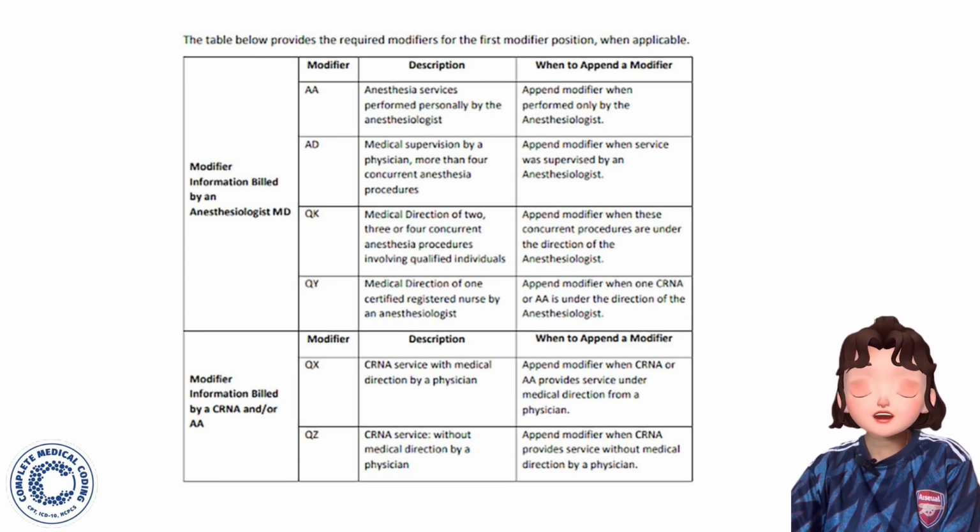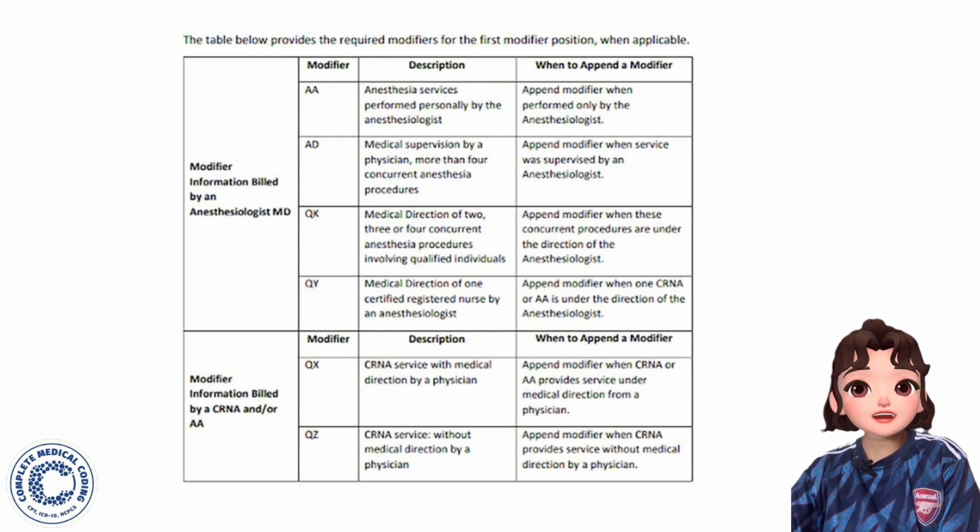So AA, what is modifier AA? The description and when to append a modifier is marked in the table. AA is anesthesia services performed personally by the anesthesiologist. When the anesthesiologist itself is providing the anesthesia service, then append modifier AA. When to append it? Append the modifier when performed only by the anesthesiologist.